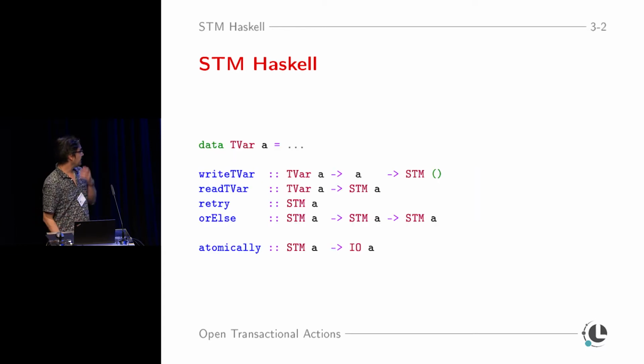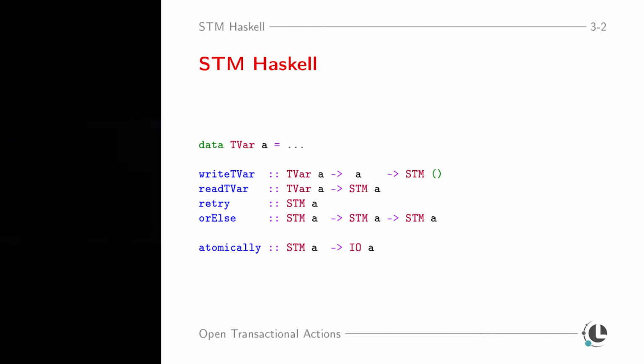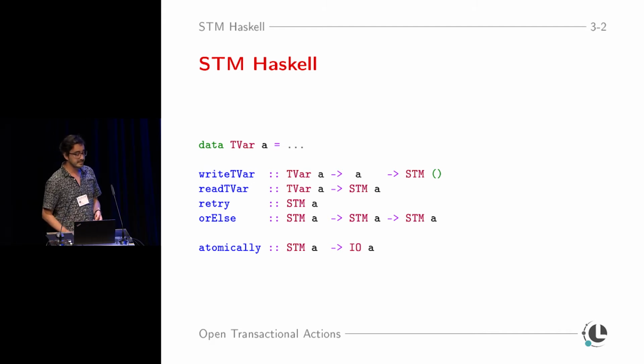We have the TVar, and we can write and read TVars using writeTVar and readTVar. Also, there is the construct retry that aborts a transaction and only starts it again once one of the variables that the transaction has read is modified. Also, there is the orElse construct that is used for composition. It takes as arguments two transactions and executes the first one. If the first one retries, then it executes the second one. If the second one retries, then the whole transaction is executed again.